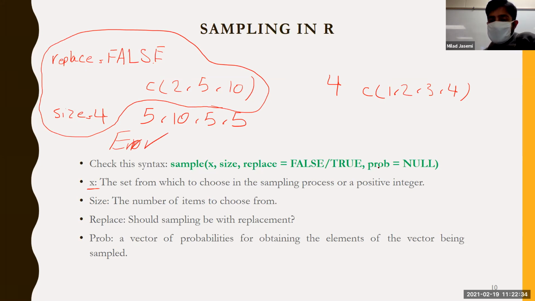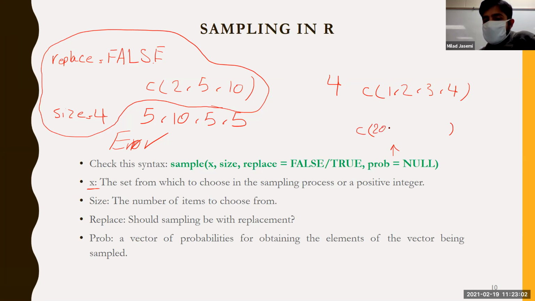Another thing, the last thing is probability. If you don't put anything, it considers the probability equal. So when it wants to sample between 1, 2, 3, and 4, it selects all of them with equal probability. But you can also assign a column for probability here. This simplicity is really thrilling.